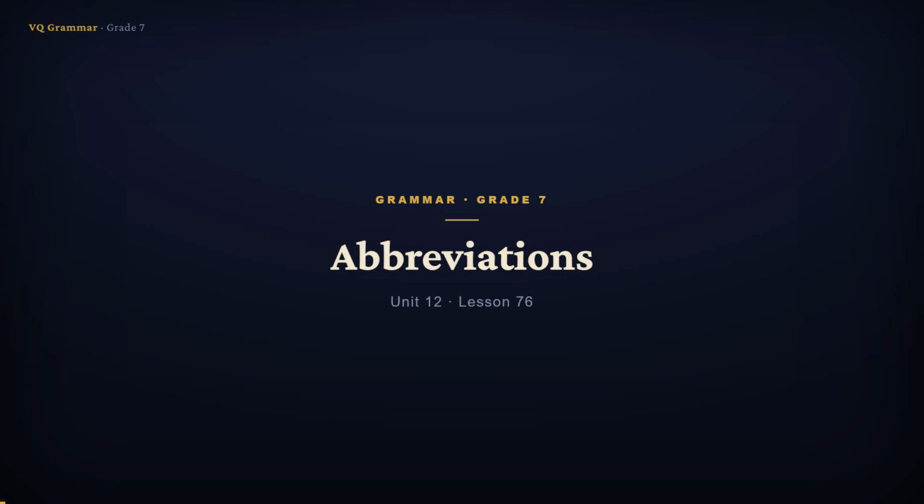This is Unit 12, Lesson 76, and our unit is all about punctuation. Today we tackle abbreviations, the short forms we use for long words and phrases. The tricky part isn't shortening the word, it's knowing when the short form needs a period and when it doesn't. By the end of this lesson, you'll handle titles, initials, times, days, and even mailing addresses with confidence.